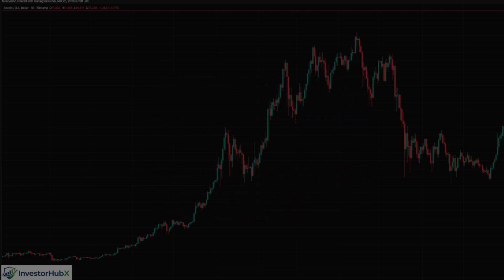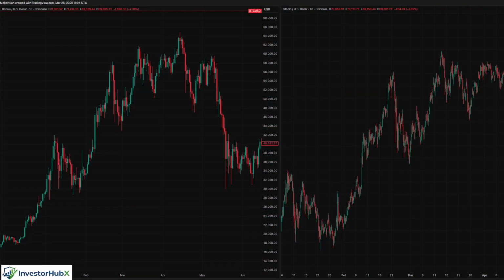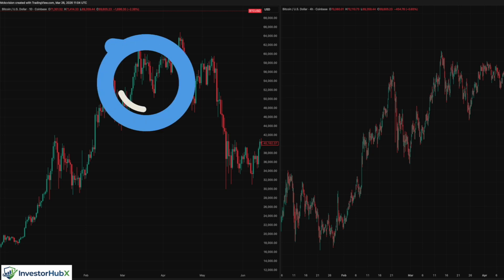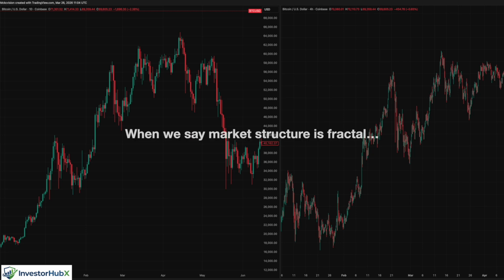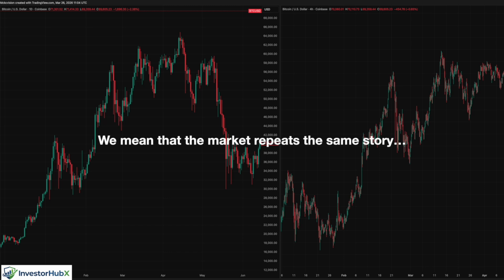Now, let's go back to the Bitcoin chart in 2021 on the daily time frame. This is the fractal we saw earlier. But if we zoom into the 4-hour chart, do you notice something interesting? You start to see the same structure forming again. Smaller trends, smaller ranges, and smaller breakdowns, all happening inside the bigger move. So when we say market structure is fractal, we mean that the market repeats the same story at every level and on every time frame.